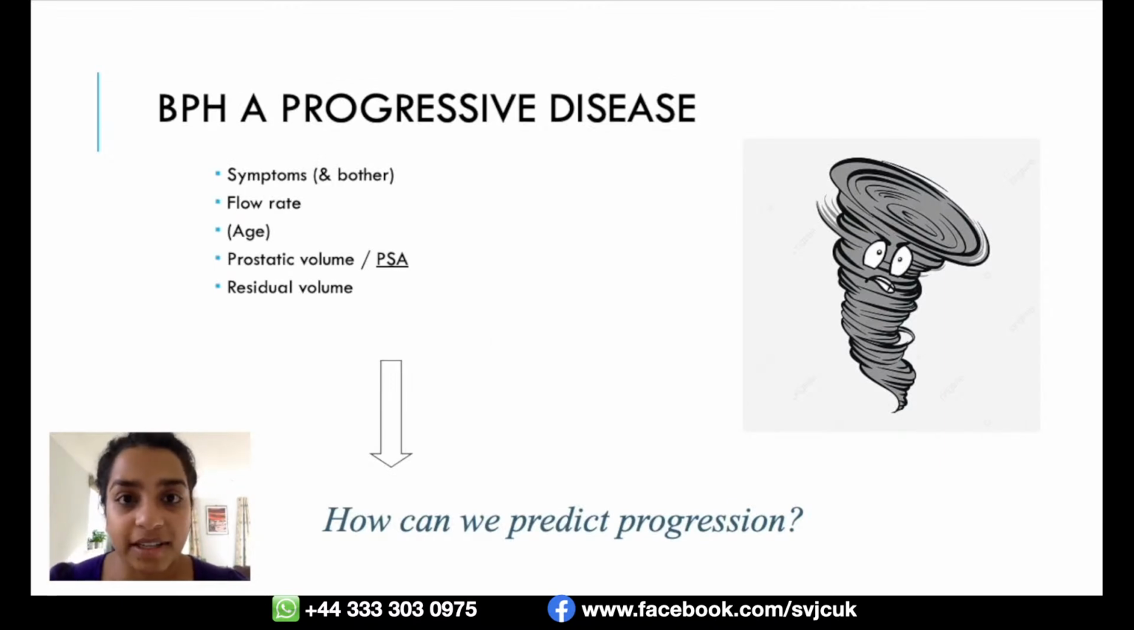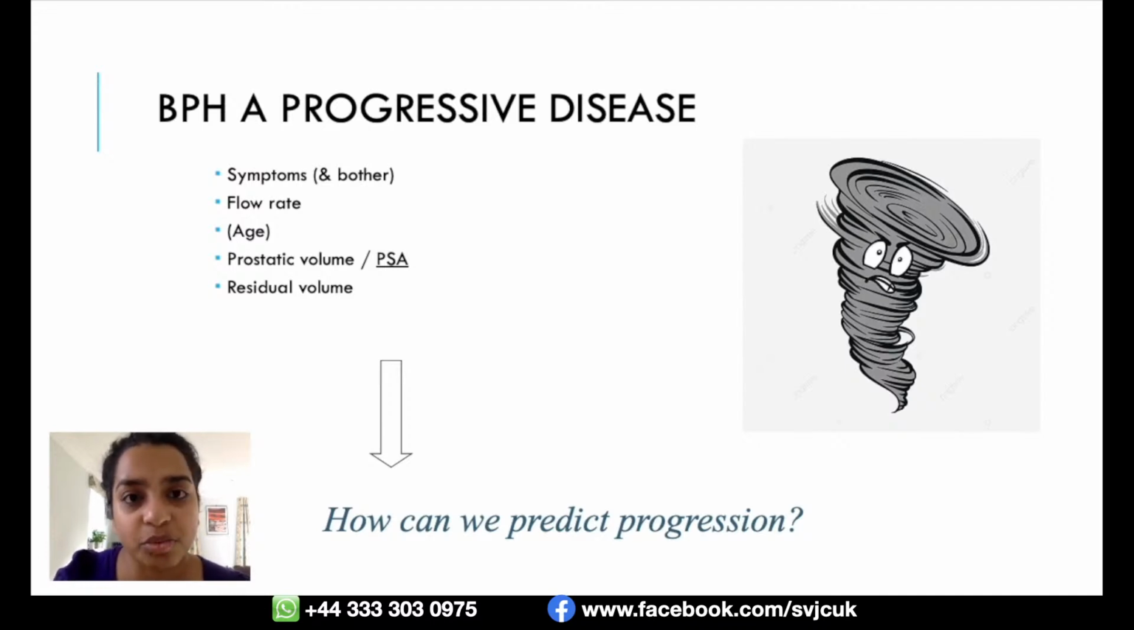Now, BPH really needs to be considered as a progressive disease. As a man ages, they tend to notice symptoms more, the bother from the symptoms becomes more troublesome, the flow rate tends to decrease gradually, PSA and prostatic volume increase, and there is a chance additionally that the residual volume increases. As this progresses, it turns into an increasing risk of acute urinary retention, which can cause severe effects to the kidney function and may require urgent or emergency intervention.